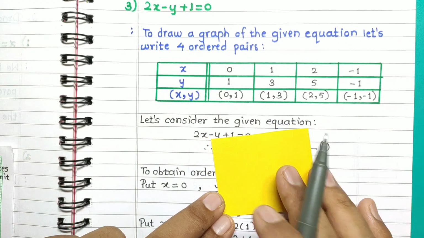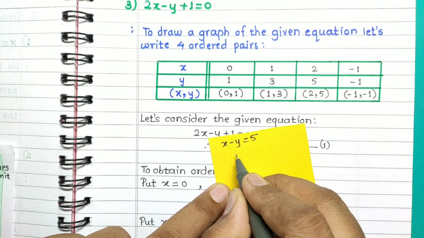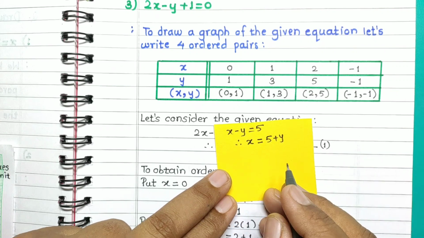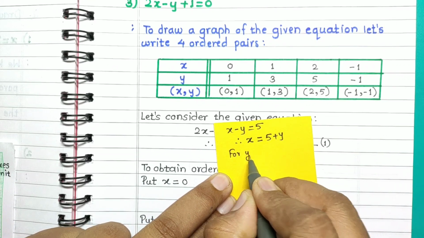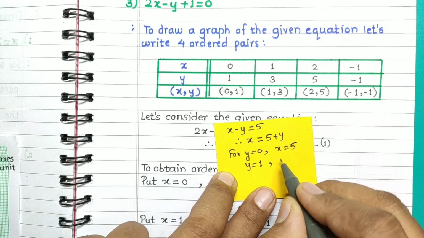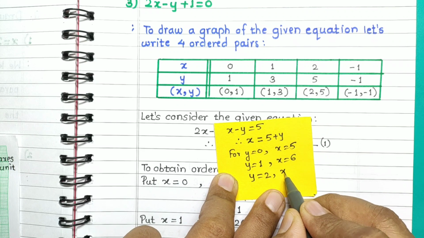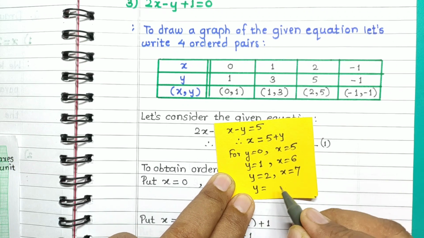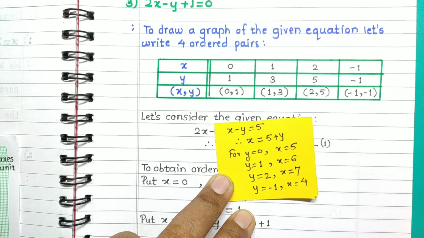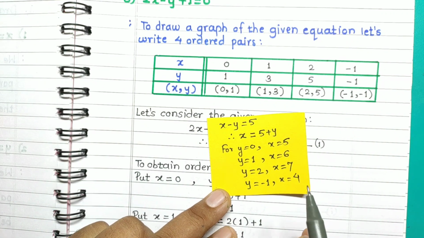For example, see if we have an equation like this, x minus y is equal to 5. So you write this equation as x is equal to 5 plus y. So for y is equal to 0, you will get x is equal to 5. For y is equal to 1, you get x is equal to 6. For y is equal to 2, we have x is equal to 7. For y is equal to minus 1, we have x is equal to 4. Okay. So according to the equation, you decide which one is convenient.